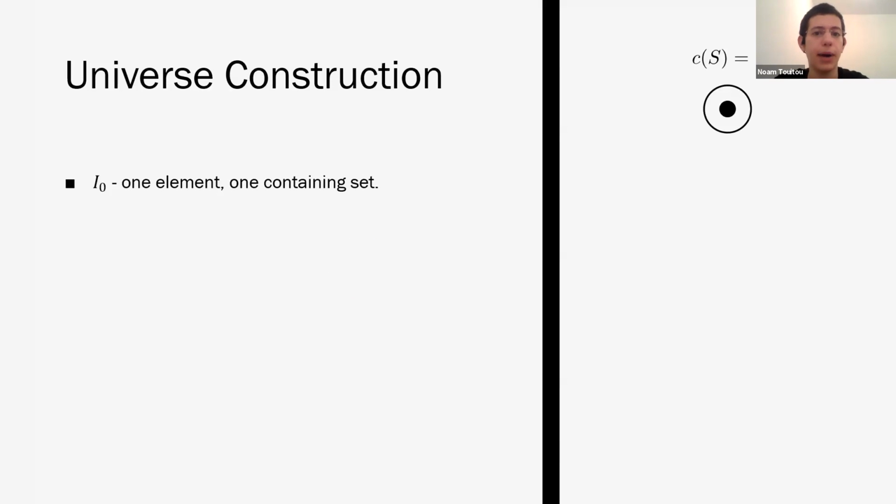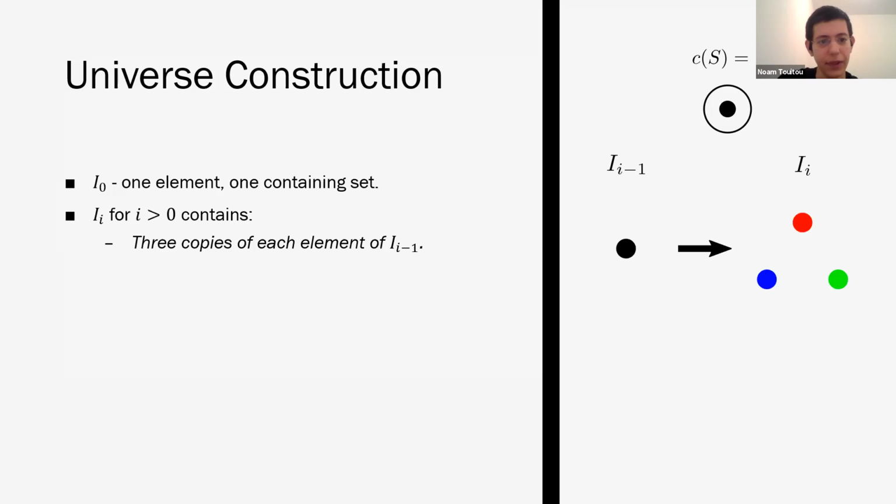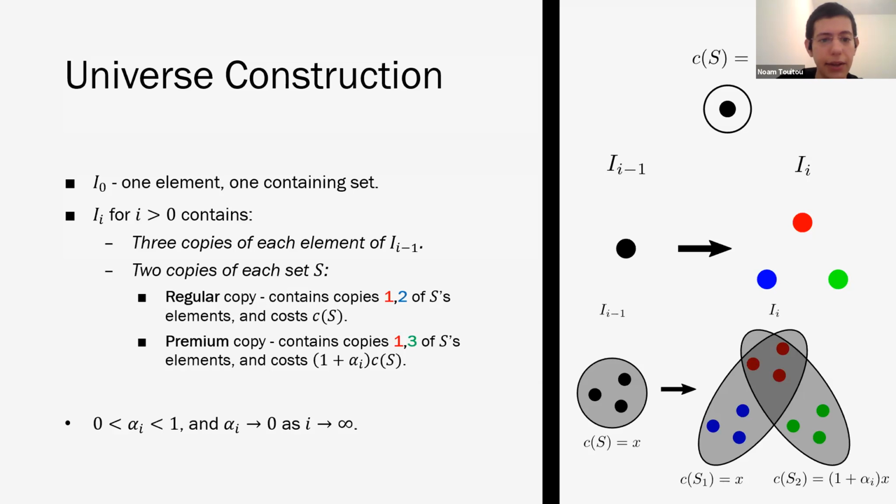So first, we need to describe how their universe is constructed. So we're going to construct these I_i's in a recursive fashion. So the base case is going to be I_0. So that's a universe of 1 element and 1 set that contains it, which costs 1. Then, when we move from I_{i-1} to I_i, we're going to duplicate each element 3 times. So we're going to have 3 copies for each element in I_{i-1}. And then we're going to have 2 copies for each set.